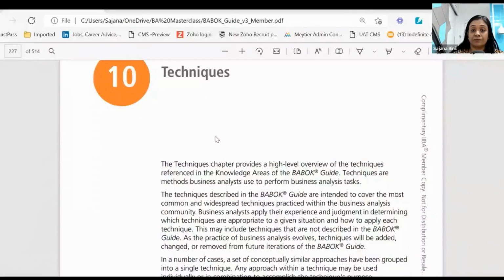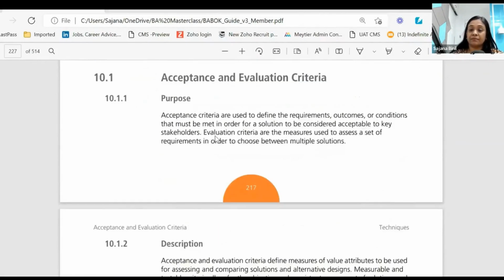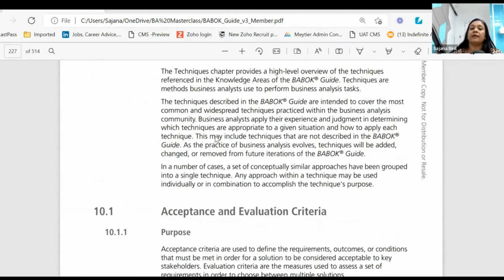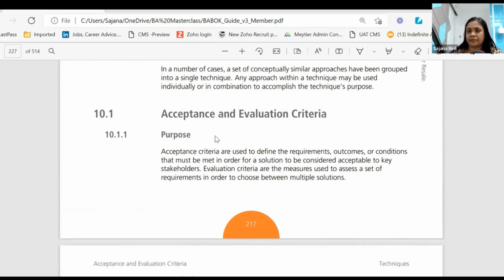So from the exam per se, how do we study the techniques chapter? Very, very important, guys. Note this down. This techniques chapter is the lengthiest chapter in the book. But don't let the length of the chapter demotivate you. What we need to learn from this chapter is something that we should know. First of all, for every technique, you should know the purpose of that technique. Purpose means why. Why use this technique?